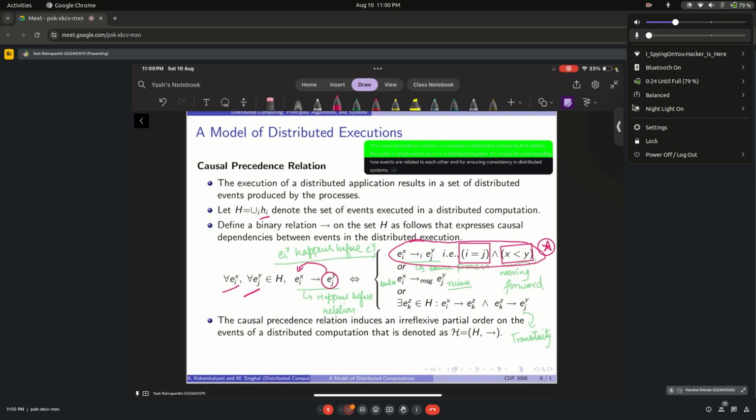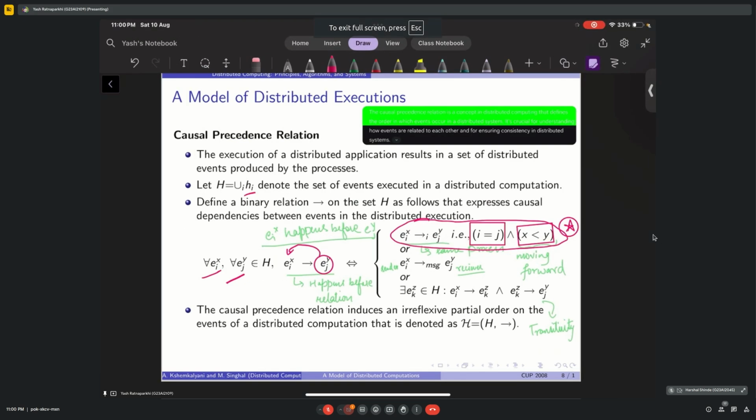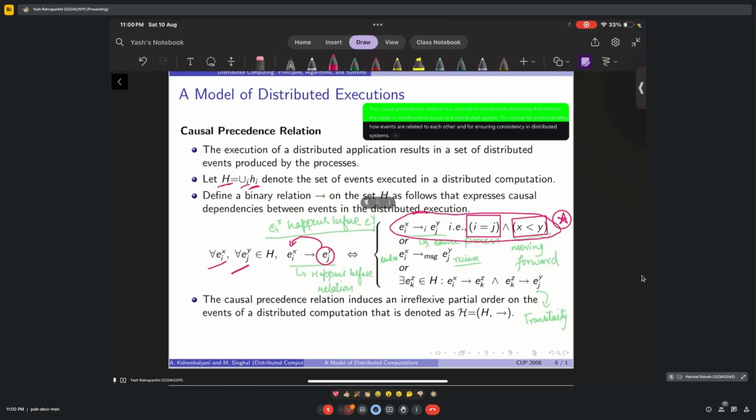It is basically a summation of all the events that are happening. So H, capital H, is equal to the union of small h_i's. Each small h represents all the events of one particular process, and all the events of all the processes together equal capital H. Understood?